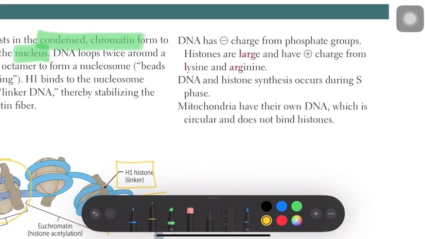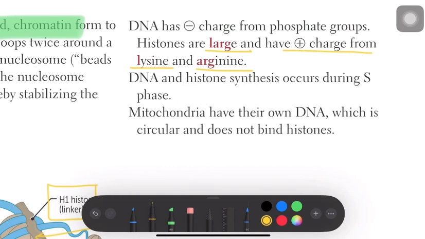DNA has a negative charge from the phosphate group, and histones are large, they have a positive charge from lysine and arginine. So L, lysine, arginine, that's the mnemonic. DNA and histones are synthesized in the S phase.